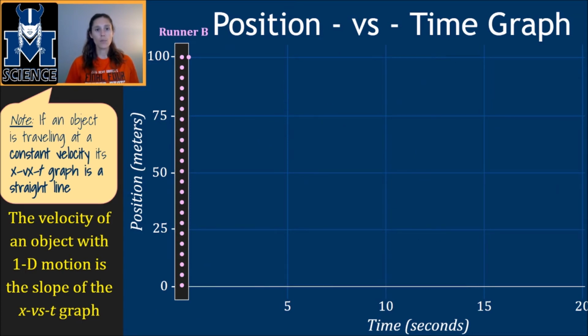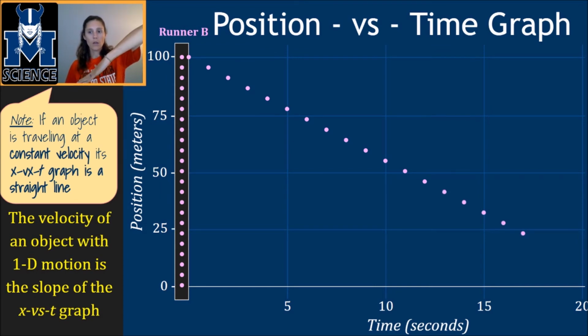Okay, let's look at runner B. Runner B's graph is going to look a little bit different. We're doing the same thing. We're going to plot the position versus time, but remember runner B started in our reference frame at 100 meters. So as we start running here, on the dot diagram, it was to the left on your screen. But in this case, the slope appears to be negative.